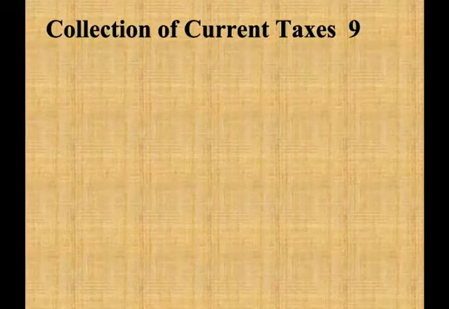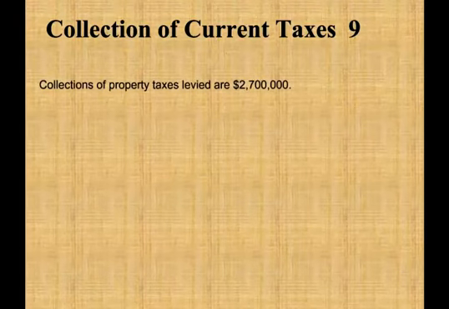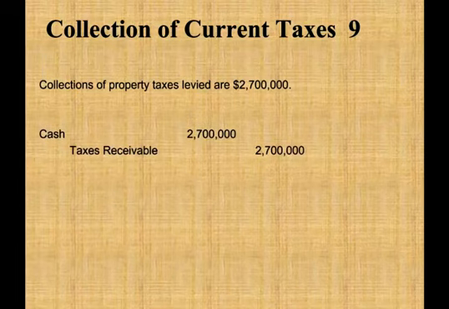Interest and penalties. Collection of current taxes. This is good. Now we're collecting the taxes that we issued for this year. And how much did we collect? We collected 2.7 million. That's easy. Debit cash, credit taxes receivable.